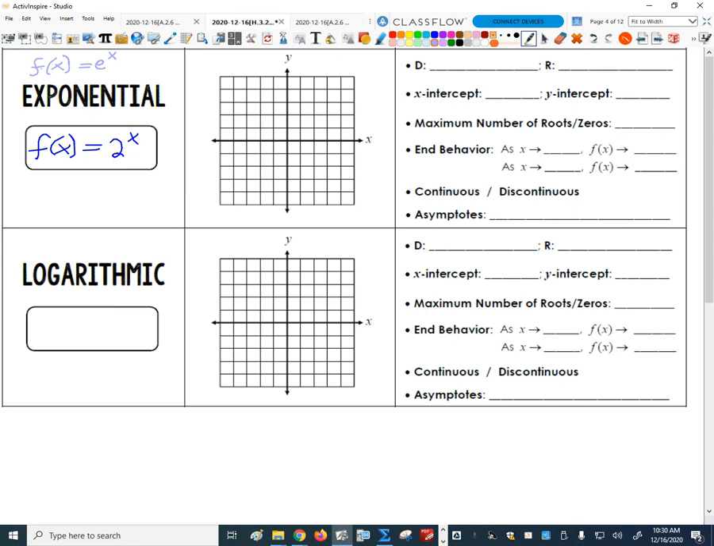Okay, so here are the key points that this one goes through. This one goes through the point 0, 1, and it goes through the point 1, 2. And it looks like that.